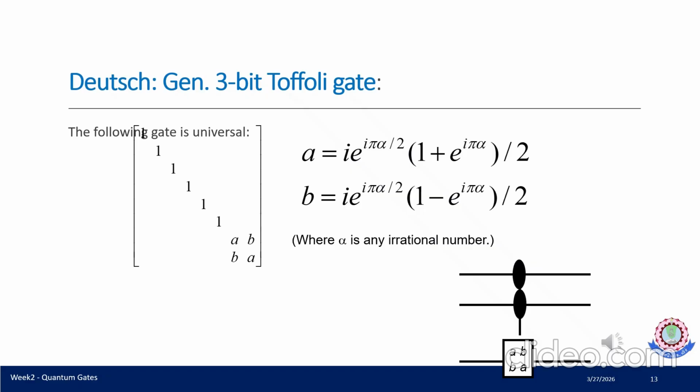The physical interpretation is the top 2 bits act as control qubits. When both controls are ket 1, the gate applies the unitary transformation of A, B, B, A to the target qubit subspace, and for other control configurations it does nothing. So for universality, the irrationality of alpha ensures that the gate can approximate any unitary operation to arbitrary precision when combined with single qubit gates, making it a universal gate in quantum computing.